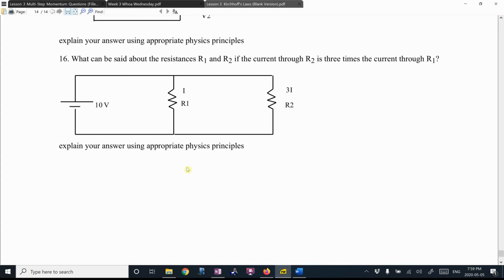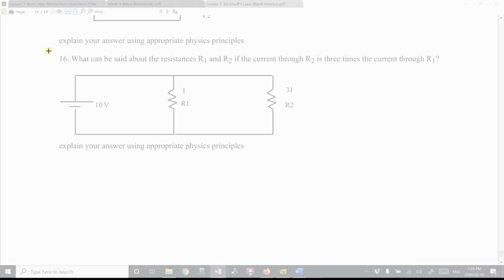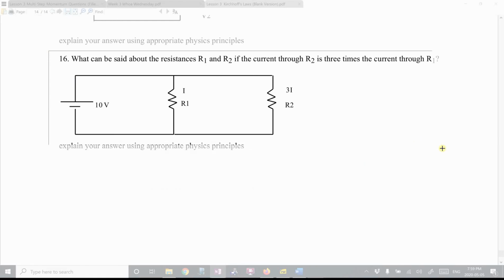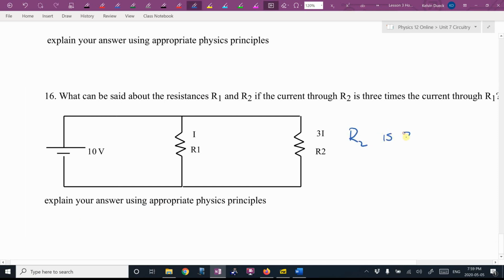Number 16. What can be said about the resistances R1 and R2? If the current through R2 is 3 times as big, so if the current is 3 times larger, that means R2 is 3 times smaller than R1.